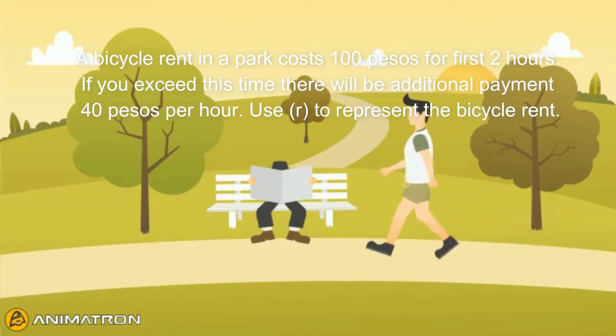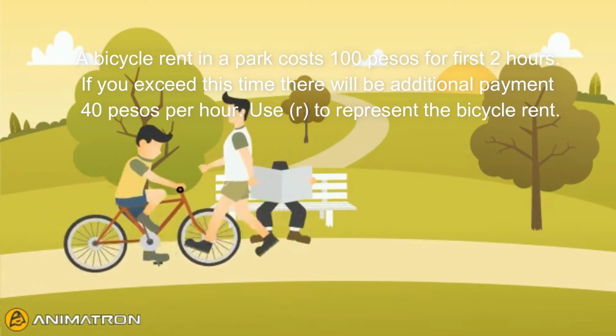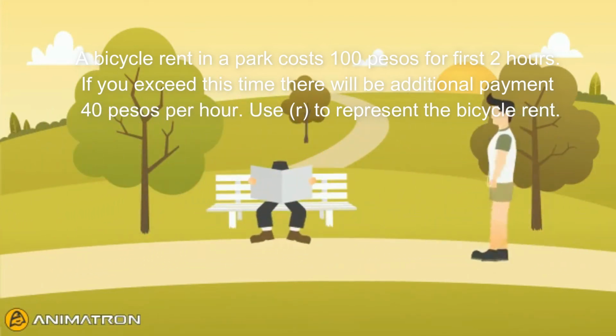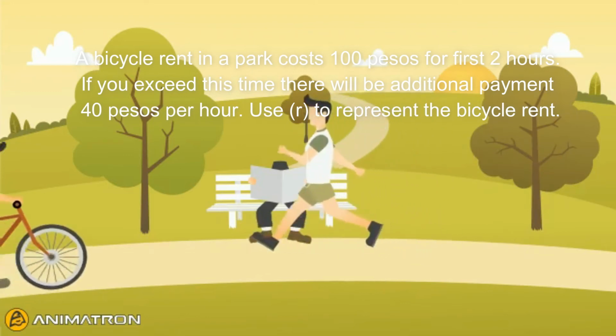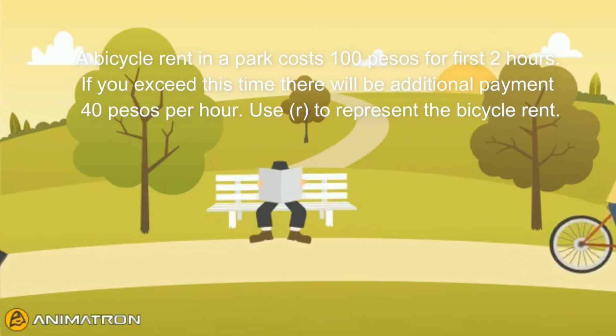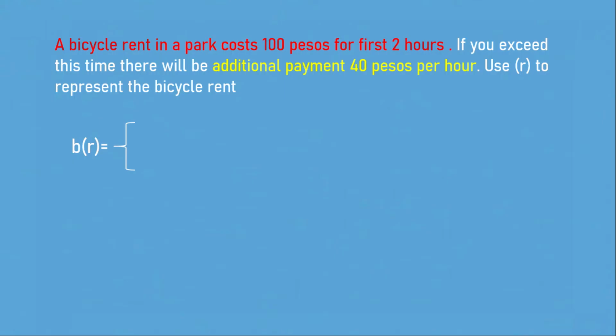Example number 1. A bicycle rent in a park costs 100 pesos for first 2 hours. If you exceed this time, there will be additional payment 40 pesos per hour. Use R to represent the bicycle rent. Now, let's write its conditions.